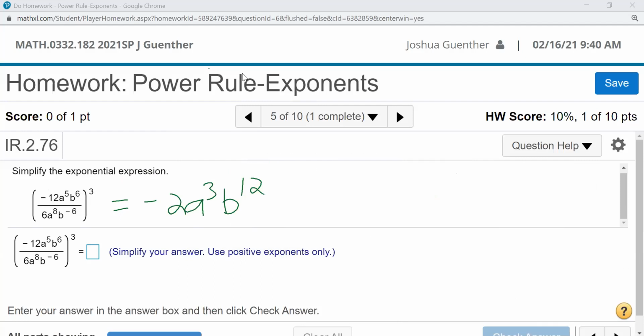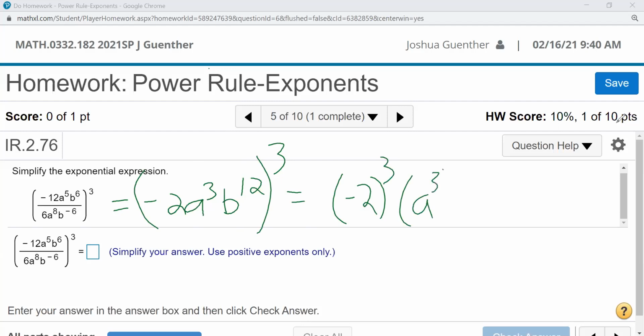And now we raise it to the 3rd power. What's going to happen is the 3rd power is going to apply to each of them individually. That negative 2 is going to get raised to the 3rd power. That a to the negative 3rd is going to get raised to the 3rd power. That b to the 12th is going to get raised to the 3rd power.